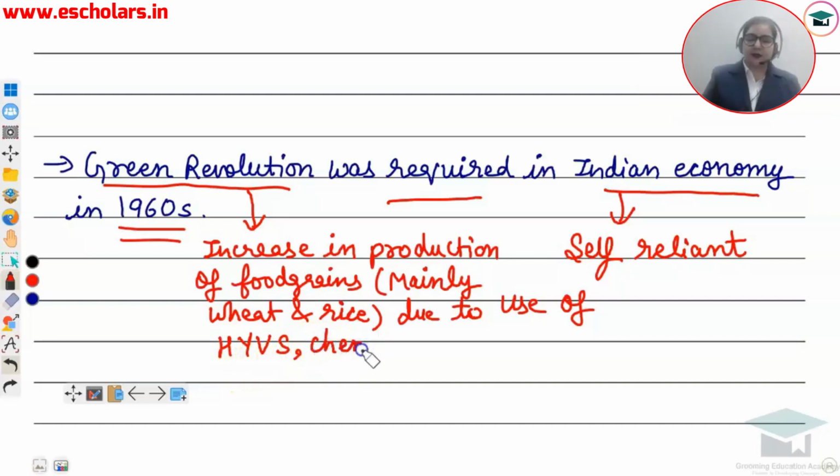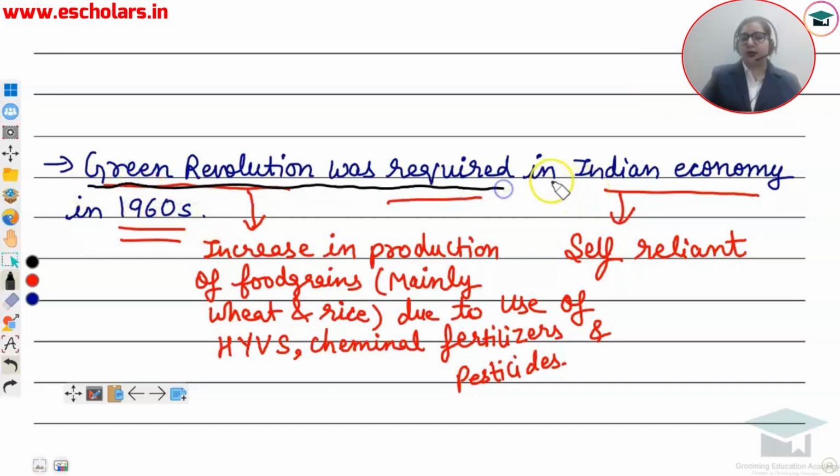Chemical fertilizers and pesticides. Okay. So Green Revolution was an increase in production of food grains, mainly wheat and rice, due to use of HYV seeds, chemical fertilizers and pesticides on Indian farms. So with Green Revolution, in the Indian economy, there was a surplus of food grains now. Okay. And now the Indian economy could export the food generated on Indian farmlands. So Green Revolution was required in the Indian economy in the 1960s.